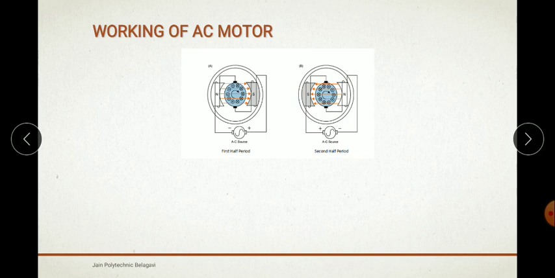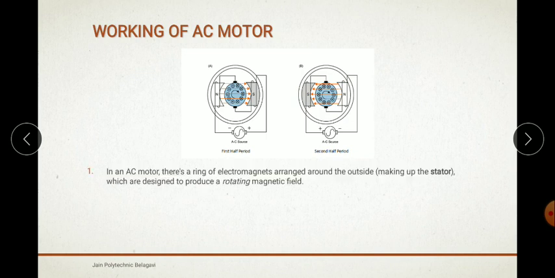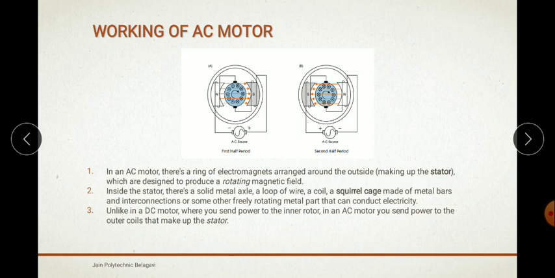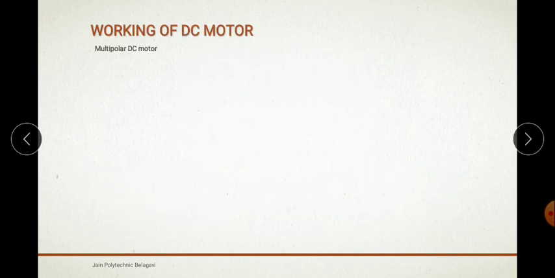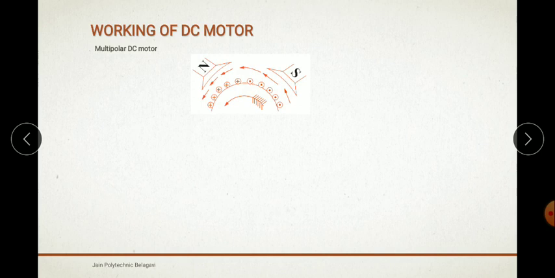So this is nothing but the working of an AC motor. This is the explanation regarding the AC motor. Next comes the DC motor. Here the DC motor is explained with a symbol for the multipolar DC motor. Here you can see the figure related to the multipolar DC motor.